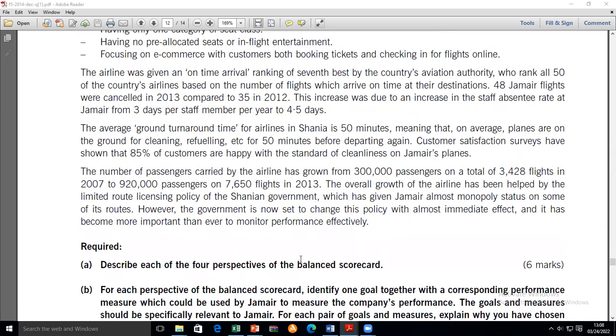Describe each of the four perspectives of the balanced scorecard. This question has come a number of times before, asking us to describe these four perspectives. I'm sure you remember the perspectives. So what are the four perspectives of the balanced scorecard? Could somebody quickly remind us of the four perspectives?